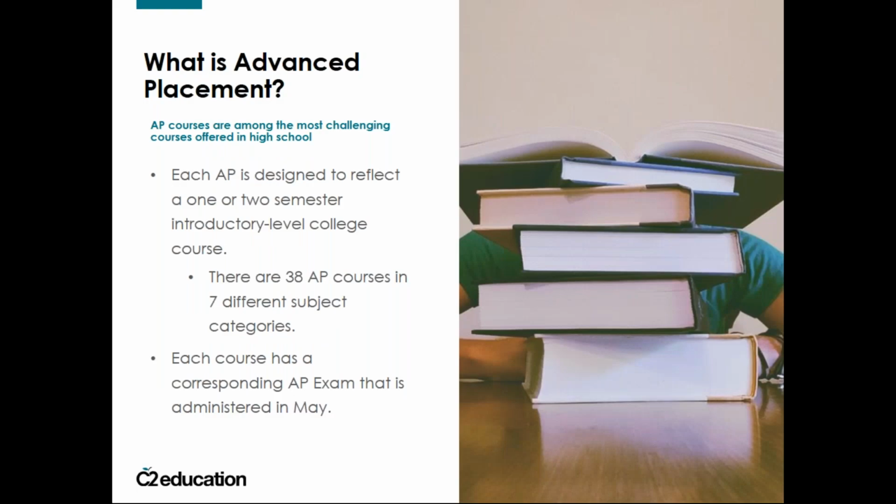So let's talk about the APs. APs are designed to be a 1 or 2 semester exam depending on the course, right? So depending on what course you take, they are designed to model a 1 or 2 semester college level course. Now, overall, there are 38 AP courses in 7 different subject areas. There's English, social sciences, art, foreign language, math and computer science, science, and then interdisciplinary. Now, we're only going to be talking about, again, really the humanities and the English today, but each course, all 38 of them, has a corresponding AP exam that occurs in May. Whether it be computer science, English, or history, there's always an exam.